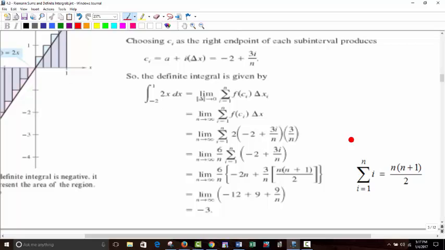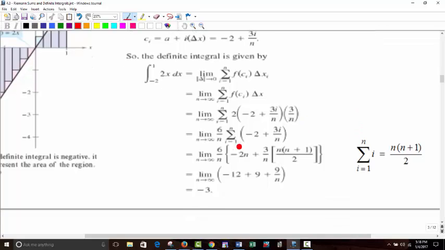So if you wanted to impress your friends and say, hey, I can add 1 to 100 faster than you can, 1, 2, 3, 4, 5, 6, 7, all the way to 100, all you have to do is go 100 times 101 divided by 2, and you're finished.